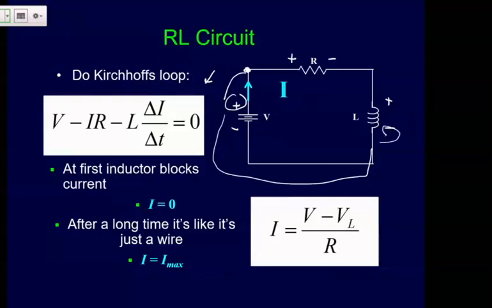I get a negative L times di dt, and just to be precise, this should be a derivative. So this should be d dt, not a delta. Apologies there. And then I come this way, and I get a negative IR. Okay, so the equation I get by using Kirchhoff's law looks like this here.